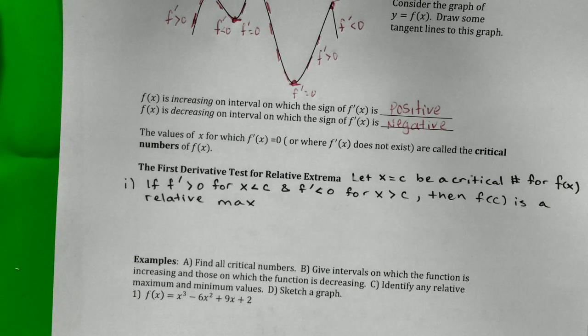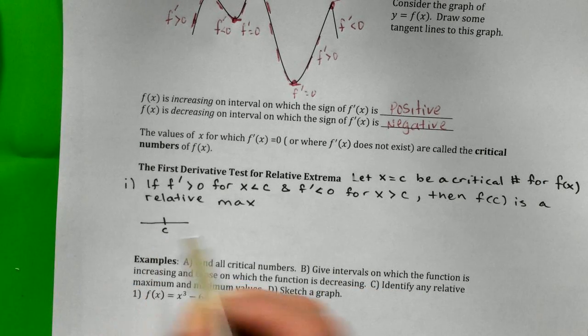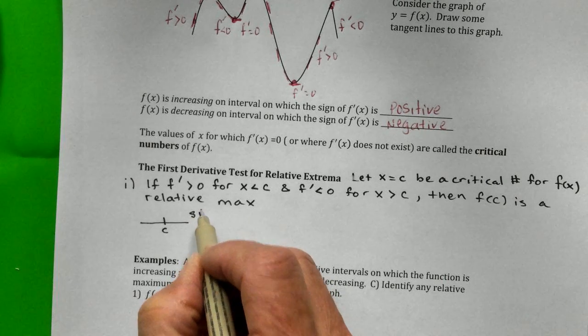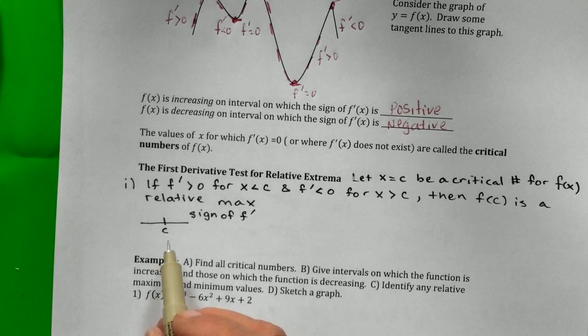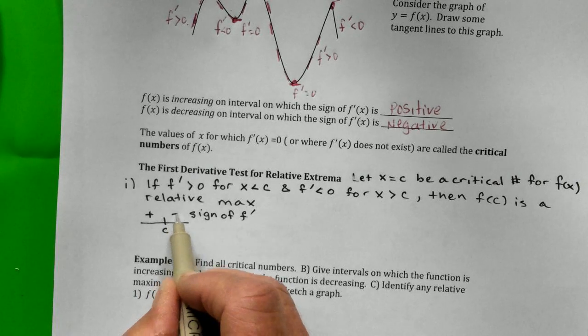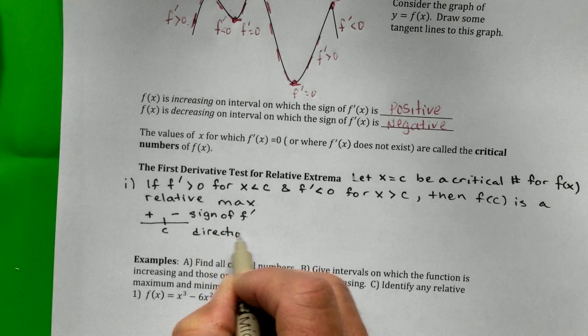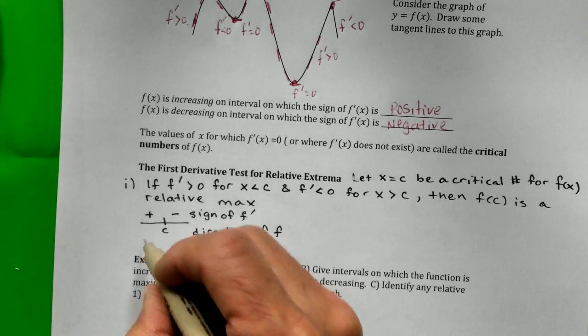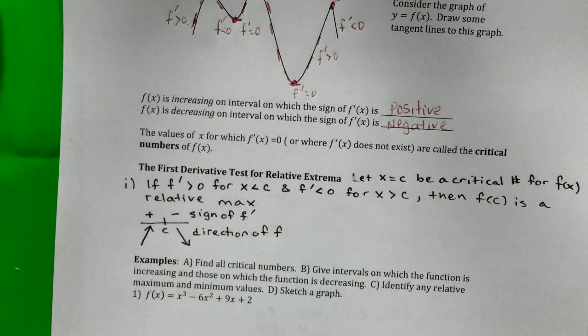It's easier to say that in picture form. In picture form, it says that if I have a critical number right here, and I look at the sign of the derivative here, and I find that it's positive and then negative, positive here, then negative there, that tells me the direction of f goes from rising to falling. So f of c is a relative max.